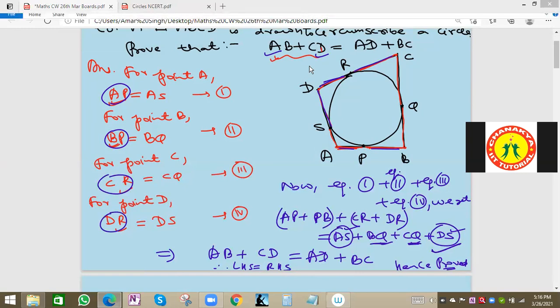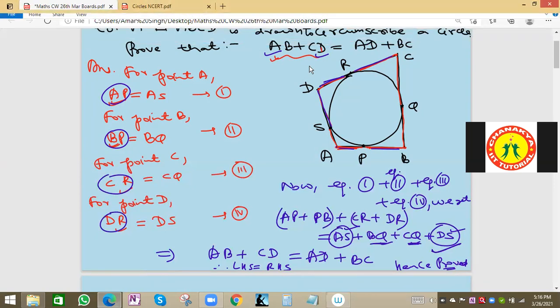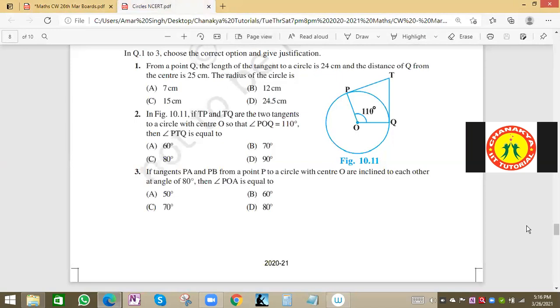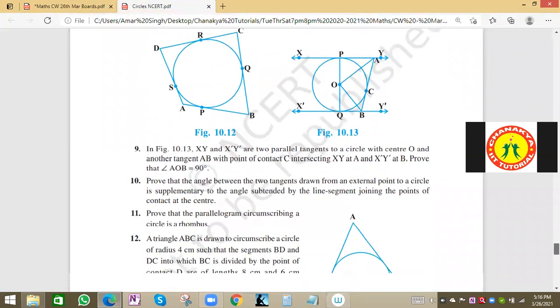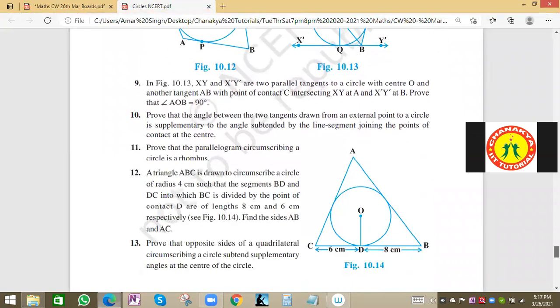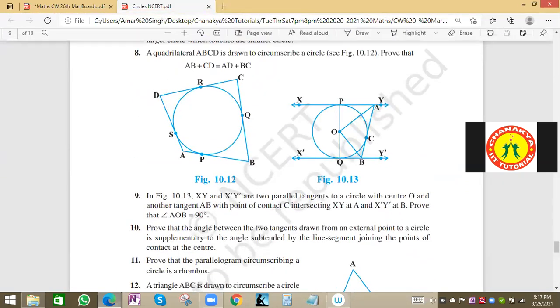The property used is the third theorem: tangents from an external point to a circle will have equal length. That is one property which we have used. Now we'll see the next question, question number nine.